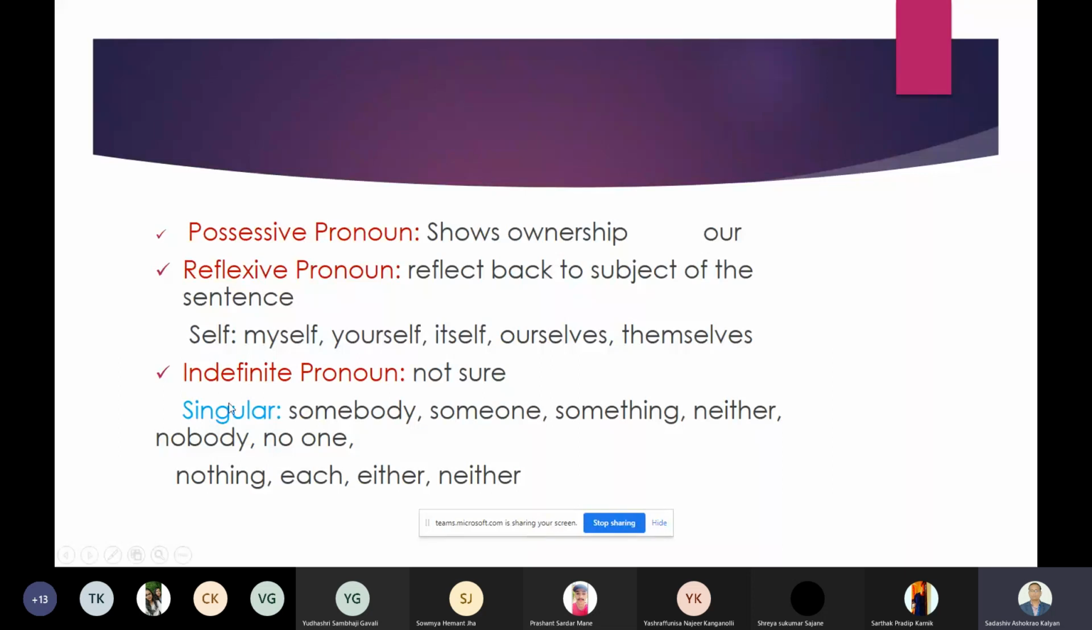Then the definite and indefinite pronouns, which are not specific. We use various words in our day-to-day life which are always singular, like somebody, someone. Someone, somewhere is made for us. Whenever we use these words, we are using the indefinite pronoun. These are all examples of indefinite pronouns: nothing, each, either, neither.